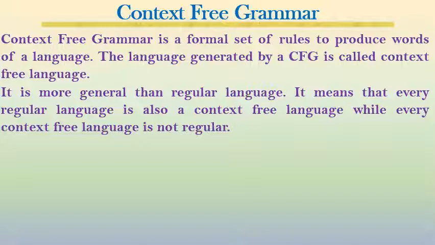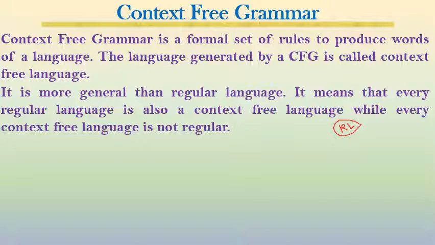general than regular language. Just like in the last lecture in which we were proving that a^n b^n was not a regular language, but in this way we will be able to produce a language that will be context free. So it means that every regular language is also a context-free language, while every context-free language is not a regular language. Later we will understand the Chomsky hierarchy. But for now, just remember that a regular language is just a subset. It is the smallest set of language, a very restricted language.